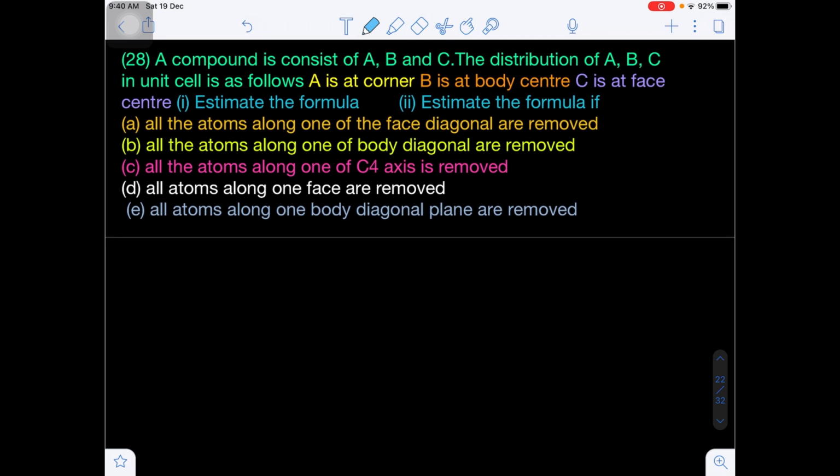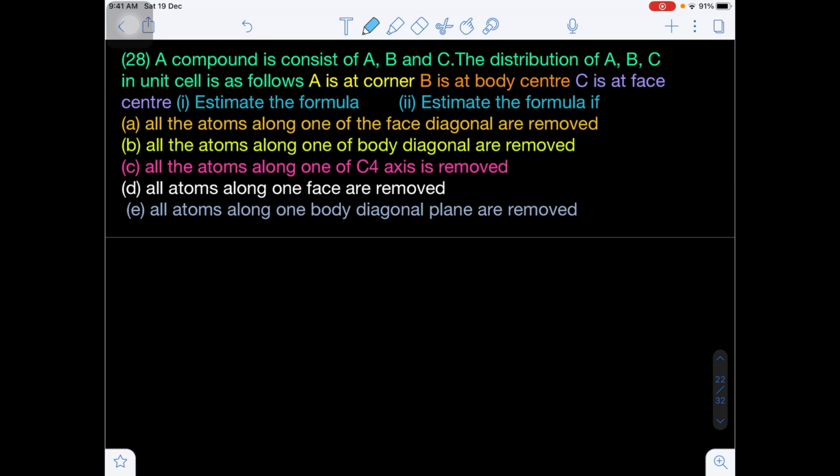Now question number 28. A compound is constituted of A, B and C. The distribution of A, B, C in a unit cell is as follows. A will be present at the corner, B will be present at the body center and C will be present at the face center. Okay. Estimate the formula. Next, to estimate the formula.